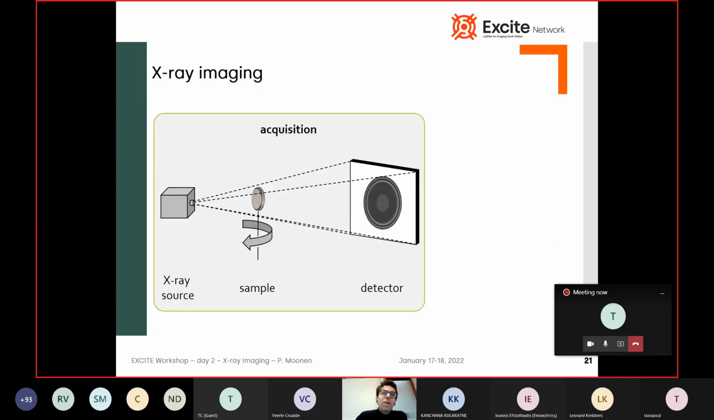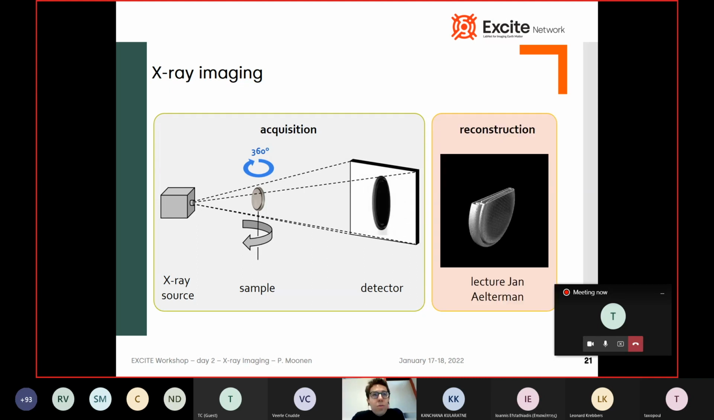If we again look at the schematic, at the left you have the X-ray source, then you have a sample that rotates. You have the geometric magnification, which cannot be excluded in a lab tomograph. Then you might have an optical lens, but it's not mandatory. And then you have a detector on which you will collect images while you're rotating the sample. So the next step would be to take this set of images and go towards reconstruction. But that is the topic of the next lecture by my friend and colleague, Jan Aalterman.